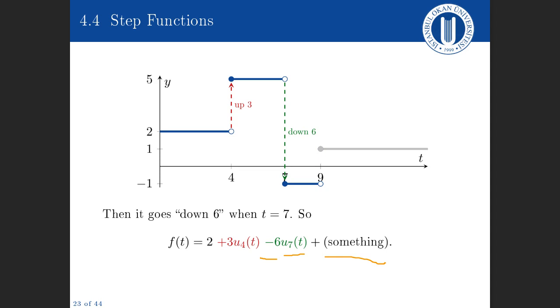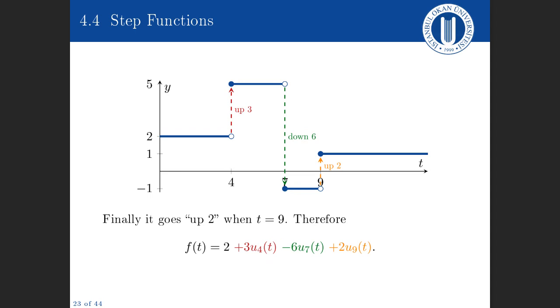There's one more change. A change happens when t is equal to 9. At 9 we go up 2. So we have to add on plus 2 u9. And then we're finished. Our function is 2 plus 3u4 minus 6u7 plus 2u9.